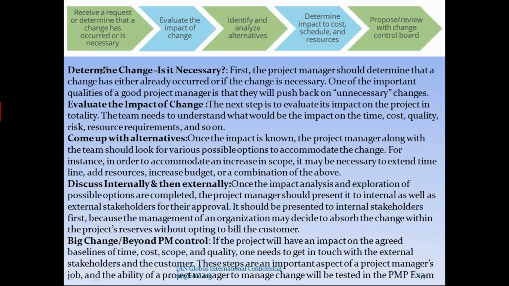So what is number one again? Receive a request or determine that a change has occurred or is necessary. That means clearly identify that the change has occurred; everybody should agree that it has occurred. Second is evaluate the impact of the change. Third is identify the alternatives, that are the options. Fourth is, for every option, what is the impact on cost and resources. Fifth is propose it to the CCB. Clear? This is what we discussed. Are we aligned to what we discussed? You have to remember these 5 steps religiously.